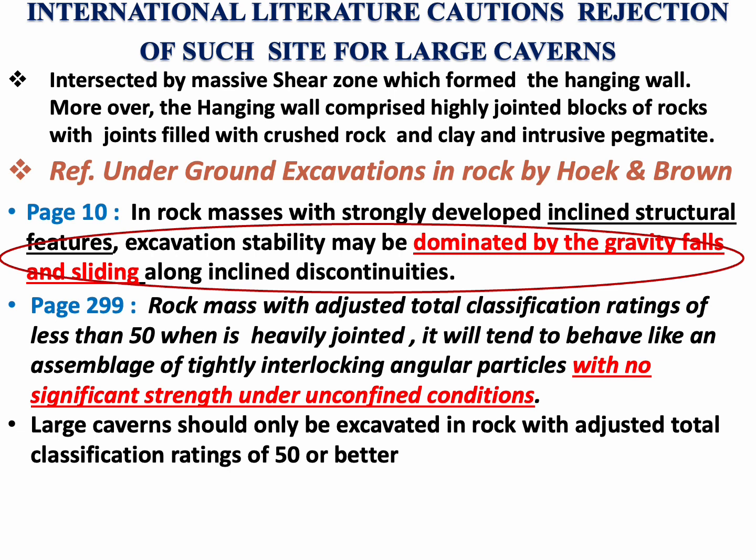At page 299 in the same book, it says rock mass with adjusted total classification ratings of less than 50, when heavily jointed, will tend to behave like an assemblage of tightly interlocking angular particles with no significant strength under unconfined conditions. So when the conditions become unconfined, it would not have any significant strength in the presence of inclined structural features. So large caverns should only be excavated in rock with adjusted total classification ratings of 50 or better.